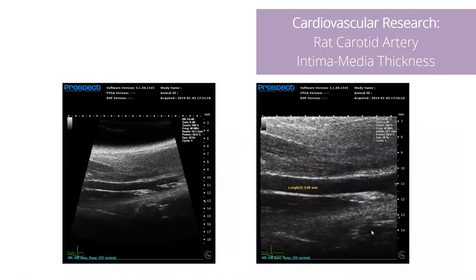Moving further out in the vasculature, here again we're looking at the carotid artery, this time of a rat. So again, we can see the common carotid as it comes up and bifurcates to the external and internal carotid artery. As we zoom in on this image, again, remember that the scale on the right-hand side is in millimeters. We can make linear measurements to look at the intima media thickness of these vessels and measure changes or detect plaques if you had an atherosclerotic model, any number of diseases here.